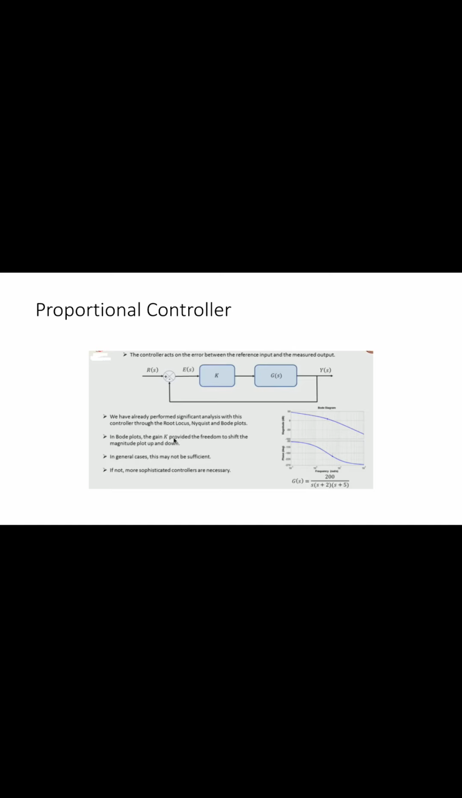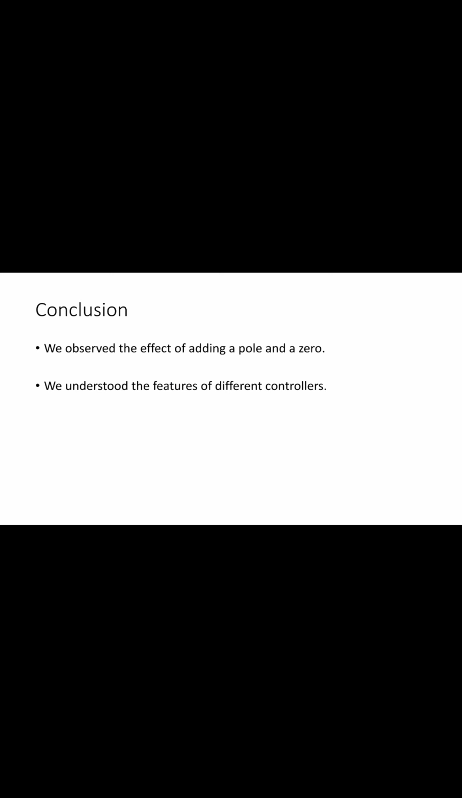So it becomes very, very important to select a value of K that will keep my system absolutely stable. So what we observed in this session is the effect of adding a pole and a zero, and finally we also studied the features of different controllers, whether the overshoot is getting increased, whether the response is getting slower or not. So this is all that we saw in today's session.